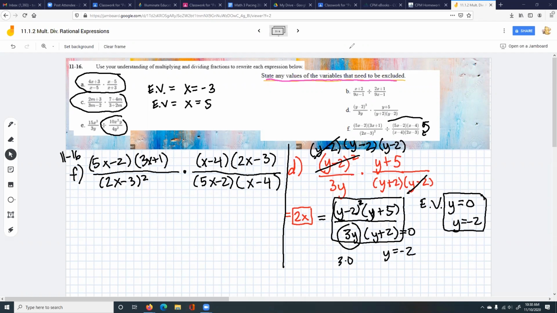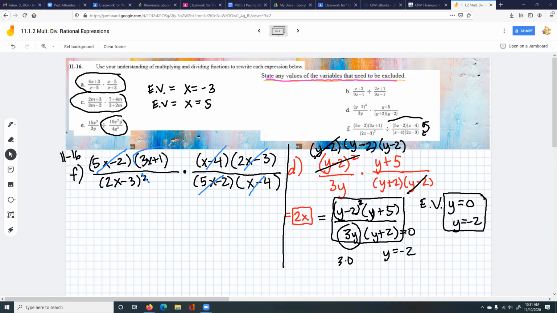I'm definitely seeing some 5x minus 2, 5x minus 2, right? X minus 4. And then 2x minus 3 is on top and 2x minus 3 is on the bottom. There are 2 of them here and only 1 of them here. So watch what I'm going to do. I'm going to cancel this one, cancel that 2 and just leave it as 1. Okay, so there are only 2 things left now.